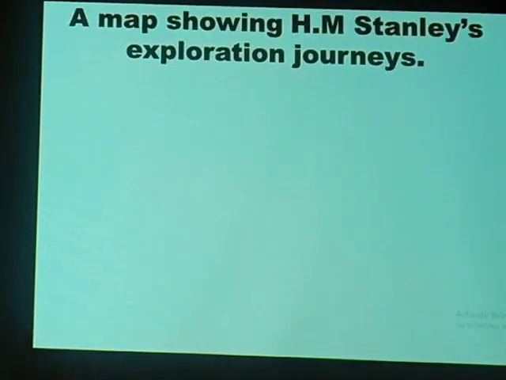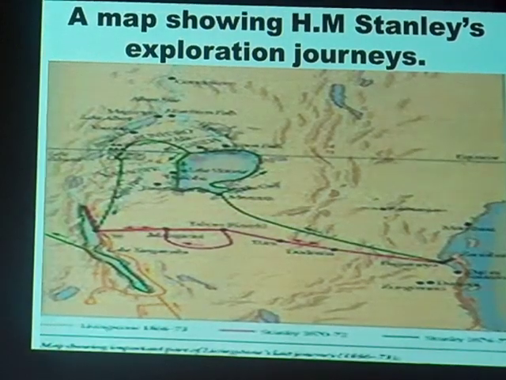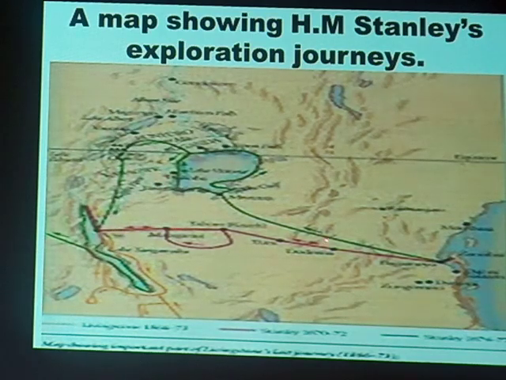So let's see a map showing his exploration journeys. Like we said, we're going to target 2 journeys. The journey in red, this journey was aimed at rescuing or finding Dr. David Livingstone, the one in red. And also journey 2, where he circumnavigated the lake and then went towards this side to see the mountain over there. Then he proceeded to go to DRC. That was his second journey.